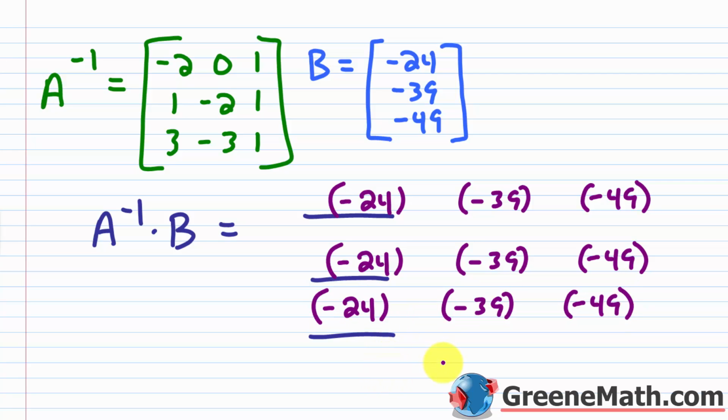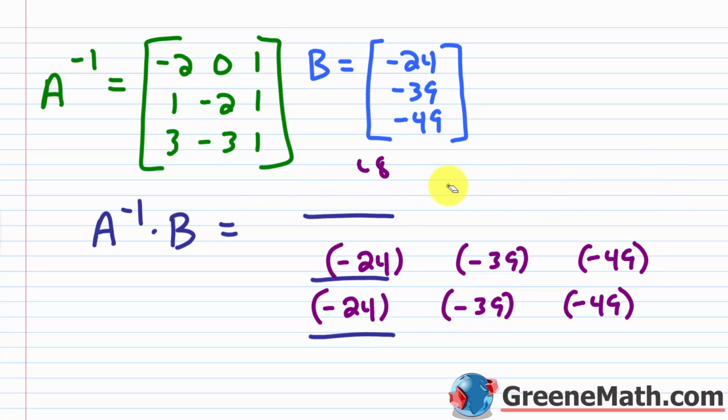Okay. So what's going to happen is I'm going to multiply again this row by this column. So you'd have negative 2 times negative 24. So let's put negative 2 here. Then plus, you're going to have negative 39 times 0. And then negative 49 is going to be multiplied by 1. Okay. So we can do that real quick. Negative 2 times negative 24 is 48. This is 0. Okay. So you have 48 here. This is going to be negative 49. So this is going to be negative 1.